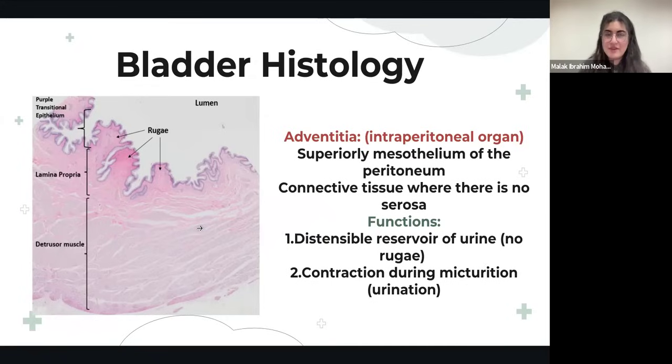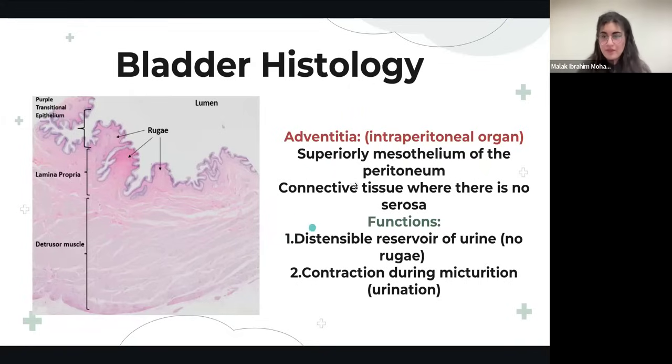Now, the last one that you would have is your adventitia. Yes, we will discuss this in the next slide when the rugae disappear. Just give me a second. Now, the bladder has an adventitia, and this adventitia is formed because the bladder is an intraperitoneal organ, unlike the kidneys. The kidneys are retroperitoneal, so they're located behind the peritoneum, and the peritoneum is not covering them. However, with the bladder, the peritoneum is actually covering the bladder, so that's why it has an adventitia, since it's an intraperitoneal organ.